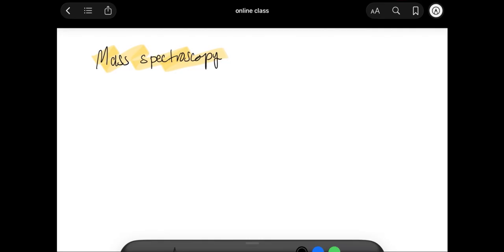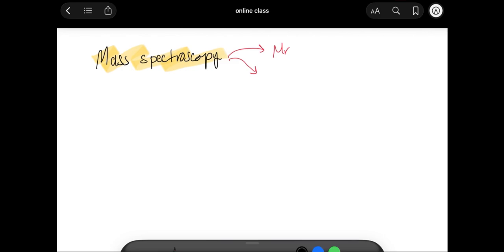Just keep in mind this technique or device helps us to identify the molar mass of any compound, and it helps us to understand and to know the framework of the compound. I mean, like how it looks like. Is it branched? Is it a ketone? Is it an aldehyde or something? So in this lesson, we're going to learn the basics of mass spectroscopy.